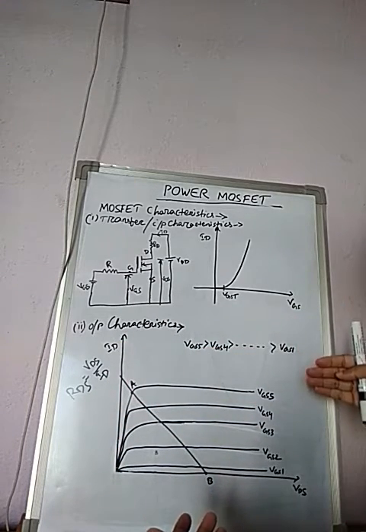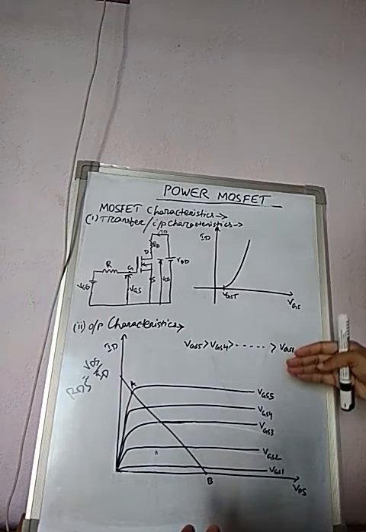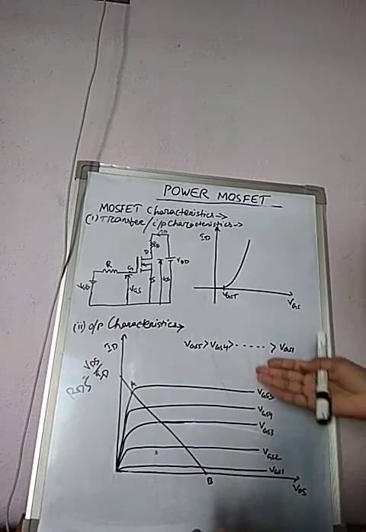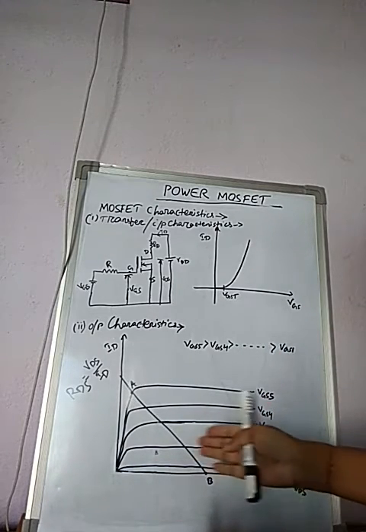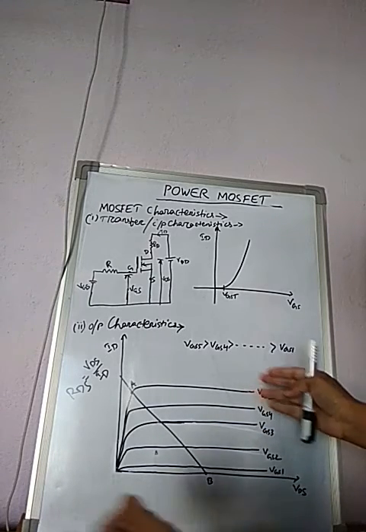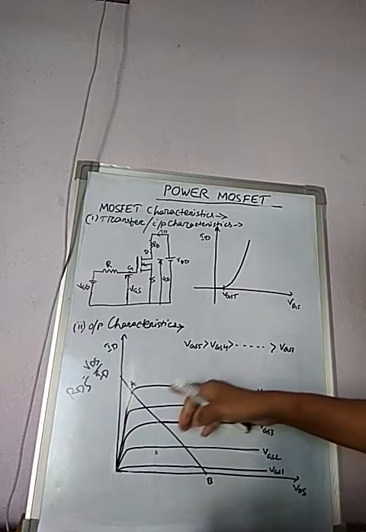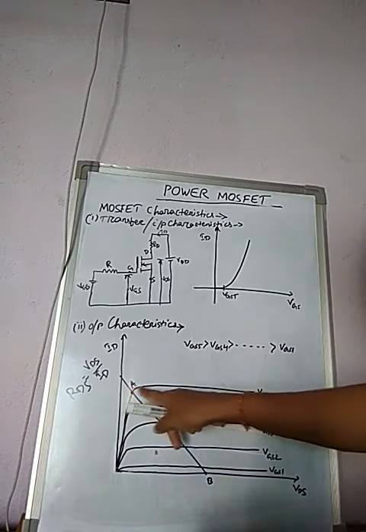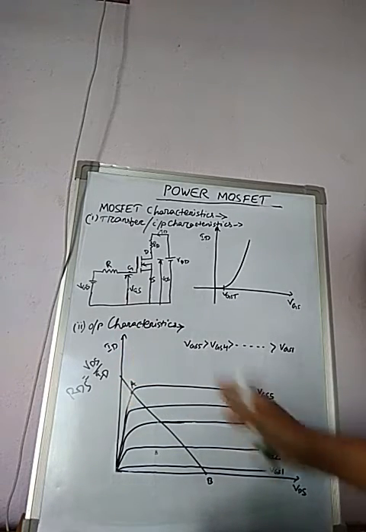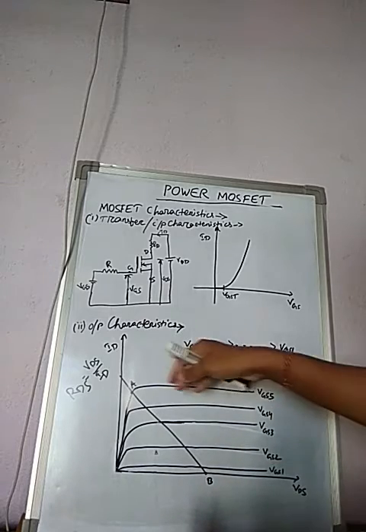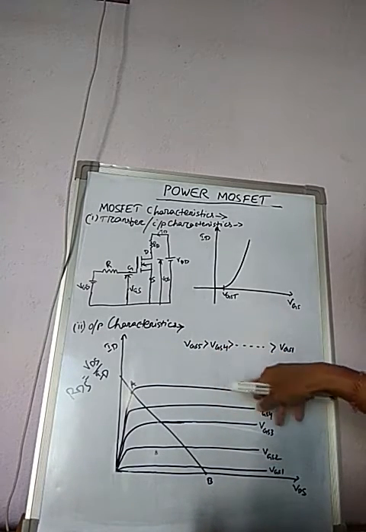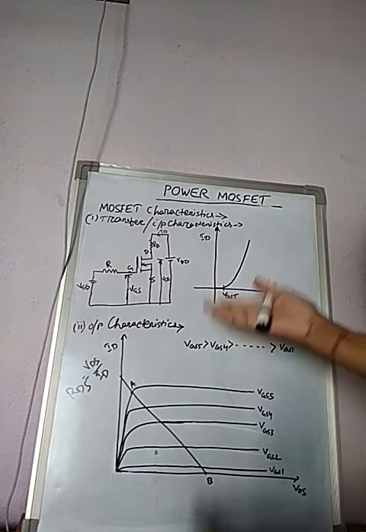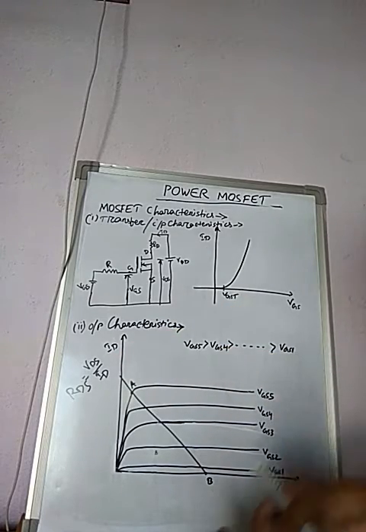Okay, so for a particular level of VGS, that means at VGS 1, 2, 3, 4, 5, whatever, if VDS is increased, then the output characteristics show a flat graph. So when VDS is increasing, the variation between ID and VDS is now a flat part. That means it indicates drain current is at a nearly constant level. Okay, so this is the output characteristics, which is the variation between ID and VDS.